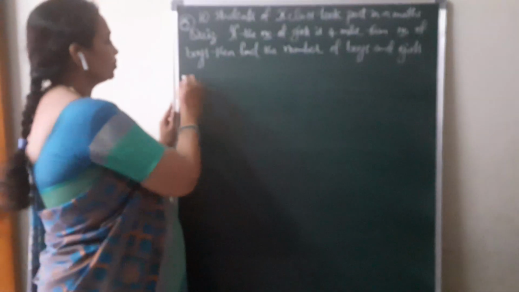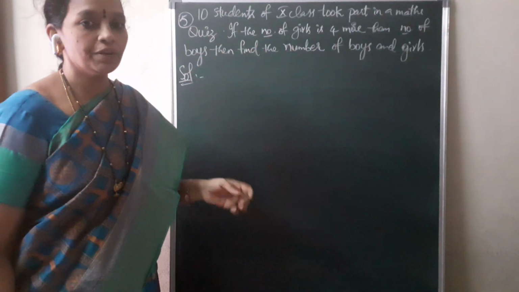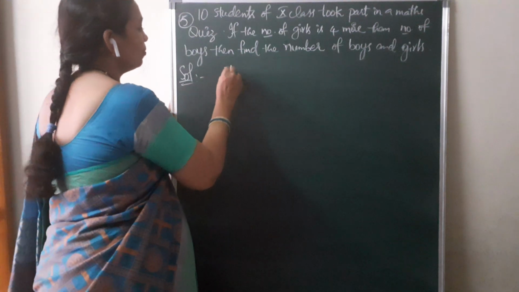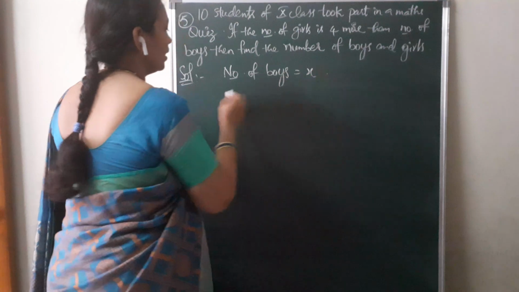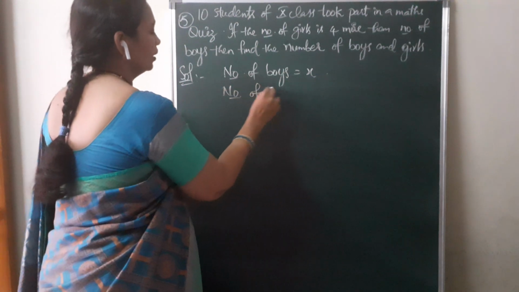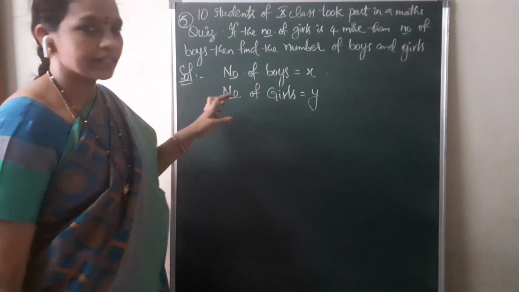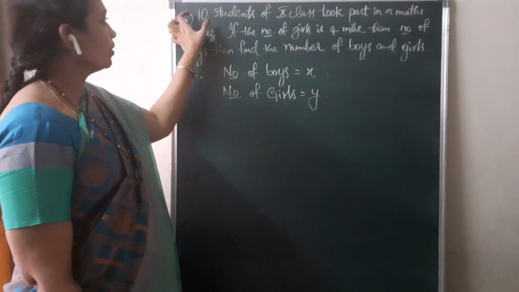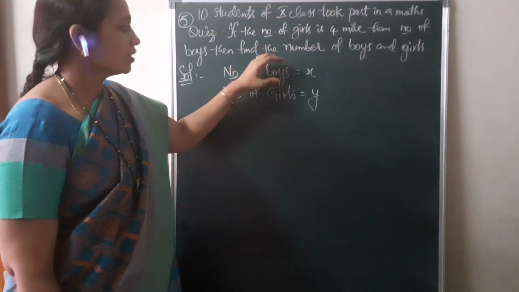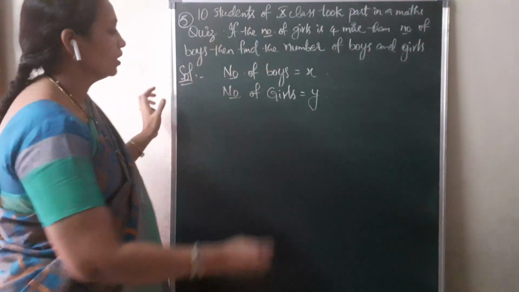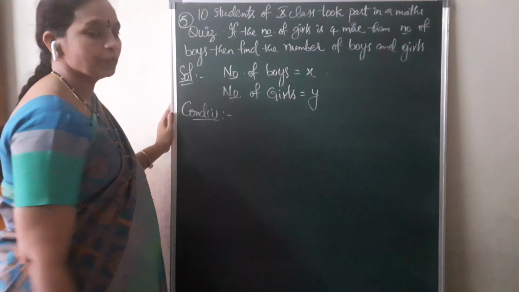Okay, so solution. What are the variables here? Number of boys and number of girls. Two variables are there. So let the number of boys be x and the number of girls be y. Then according to the condition, 10 students participated in the quiz. So boys and girls together becomes 10. So according to condition 1, we will get x plus y is equal to 10.